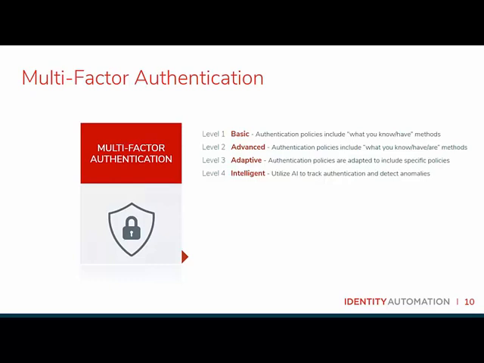Looking at things like contextual factors, the time of the day, the location that they're coming from, trusted devices. Then we're also considering here step-up authentication for high-risk access. And then finally, as we move into level 4, the intelligent level, this is where we introduce artificial intelligence.